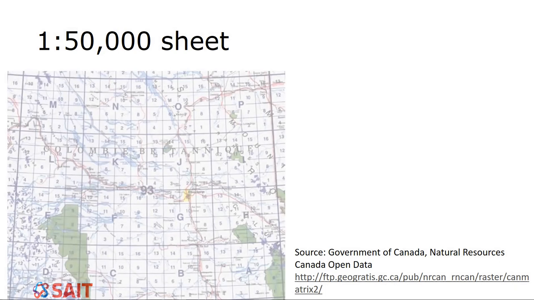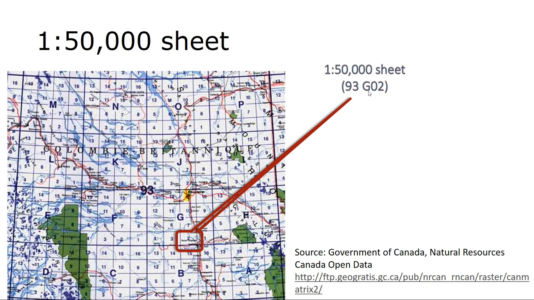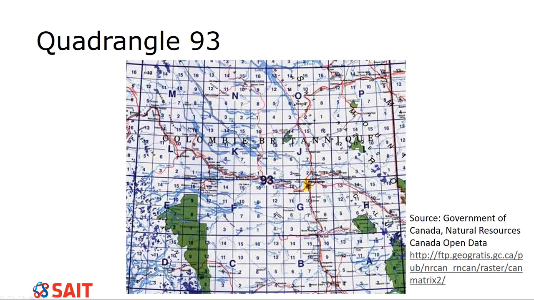With the 1 to 50,000 sheets, here we have our quadrangle, 93. If we go into G, we have the 1 to 250,000 sheet at 93G. If I zoom in even further, I now have 93G02. The maps required on the course outline, the 82J08 and 82J07, come from this. So let's review this one more time: quadrangle 93, the 1 to 250,000 map of 93G, then the 1 to 50,000 map 93G2 or 02.